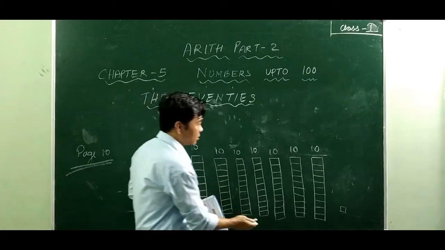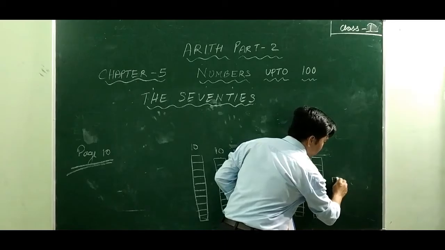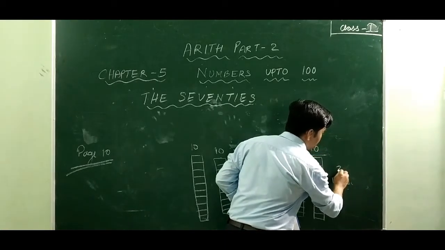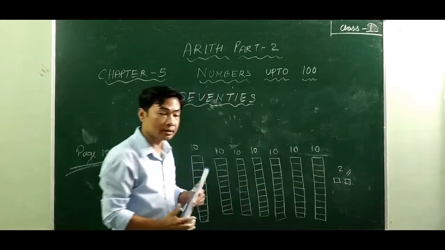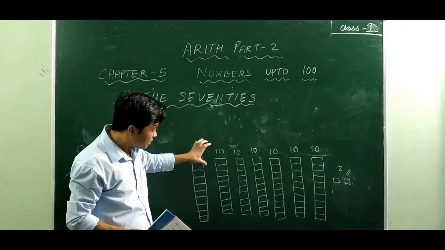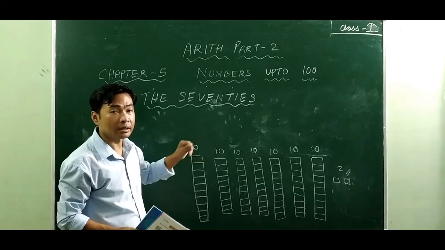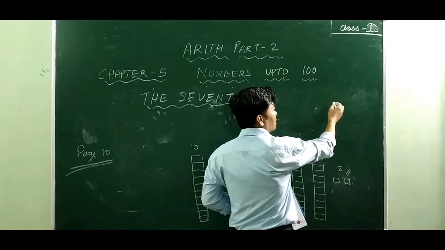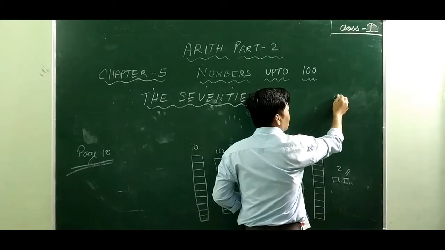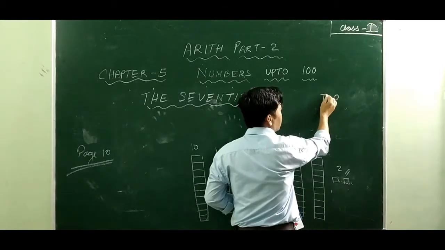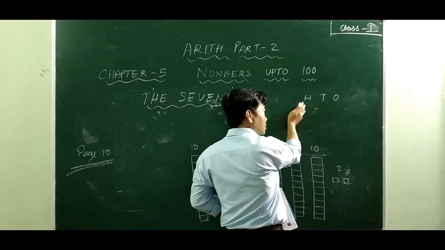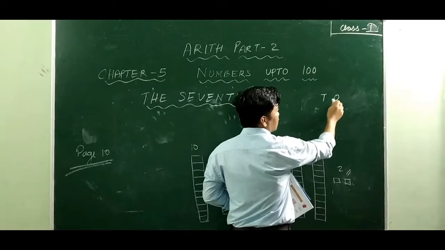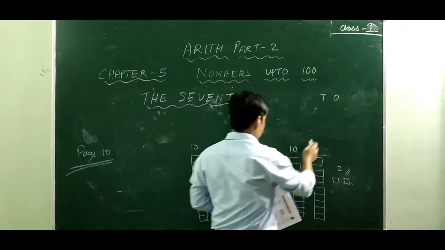So 2 ones. So we have 2 boxes. Here we have only 2. What is important here is that you need to know how to put the tens in the right place. What is the right place? We start counting the digits in this way. We start with ones, okay, and then we go to tens, and then we go to hundreds like that. These things you will learn in the next chapter. For today you will learn up to tens. So ones and tens.